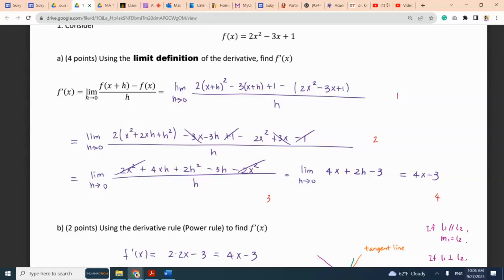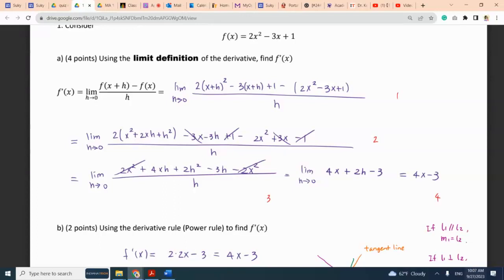That's why when you see a linear term and take the derivative, you only get a constant, which is the coefficient of x. That's why you get 4x minus 3. Do you see the answer match? Yeah. So no matter whether you use the limit definition or the power rule, the answer should match.